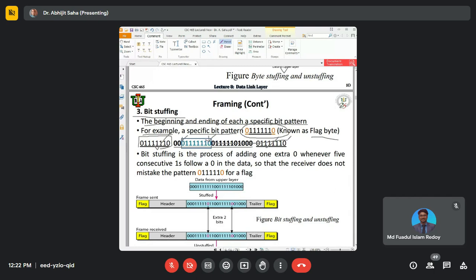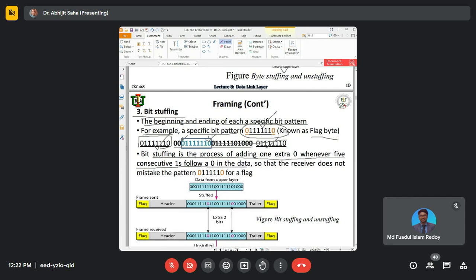So he is not going to count this. He's just going to count that as 0 0, the data byte. So that is why, what are the rules? It says that bit stuffing is the process of adding one extra zero whenever five consecutive ones follow a zero in the data.